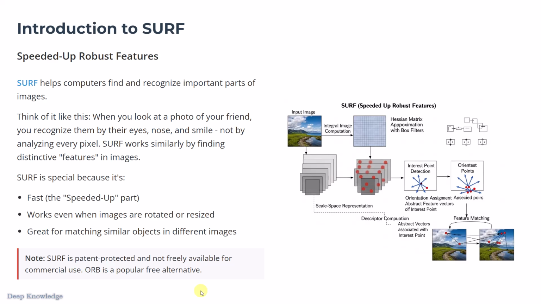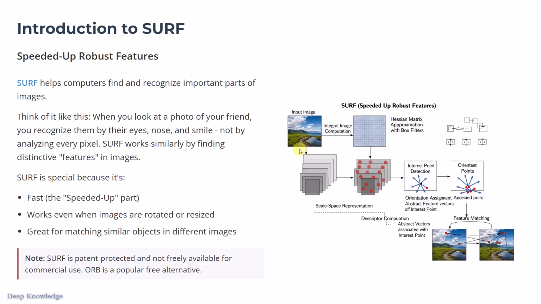Last time we have seen how the SIFT algorithm is working. Today we are diving into SURF, which is Speeded Up Robust Features. It's a super smart technique that helps a computer to find and also recognize important parts of the images, like faces.